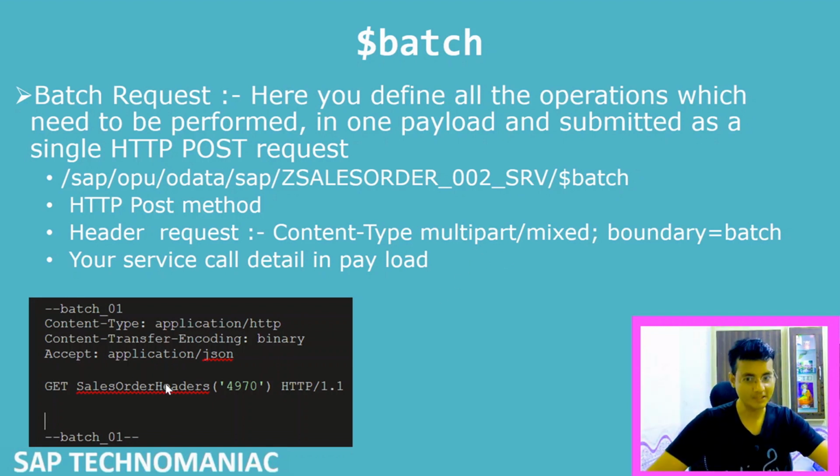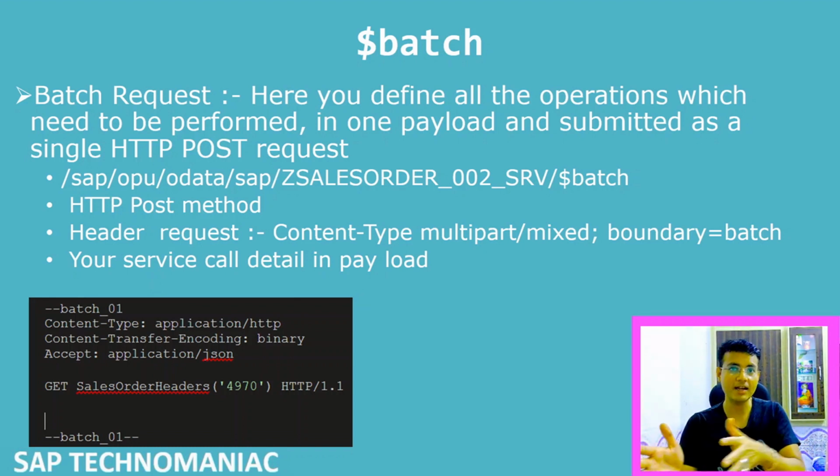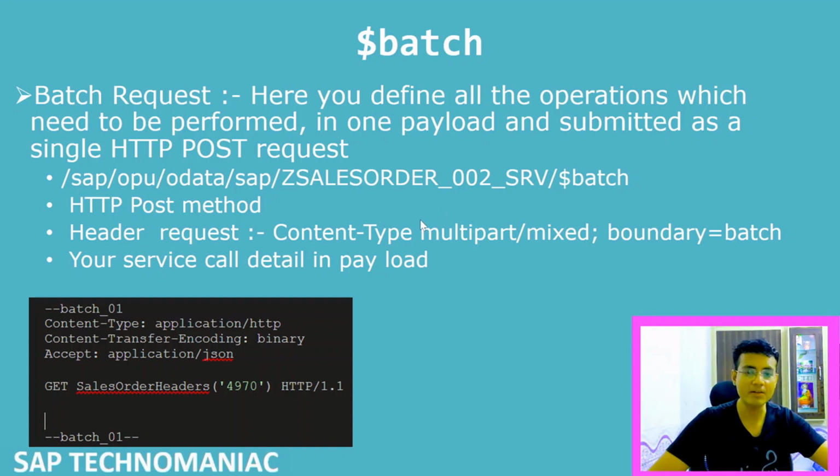And you have to write all the queries in the payload itself. Apart from that, one more important thing, as I told you in my previous video, we have header request and header response. In the header request, we have to pass the content type. Instead of passing content type application HTTP, we have to pass the content type multipart mixed, and we have to define the boundary. What is the boundary? Equal to batch. I will show you how we have to do it in the system, just to give the overview. So you have to pass something like this.